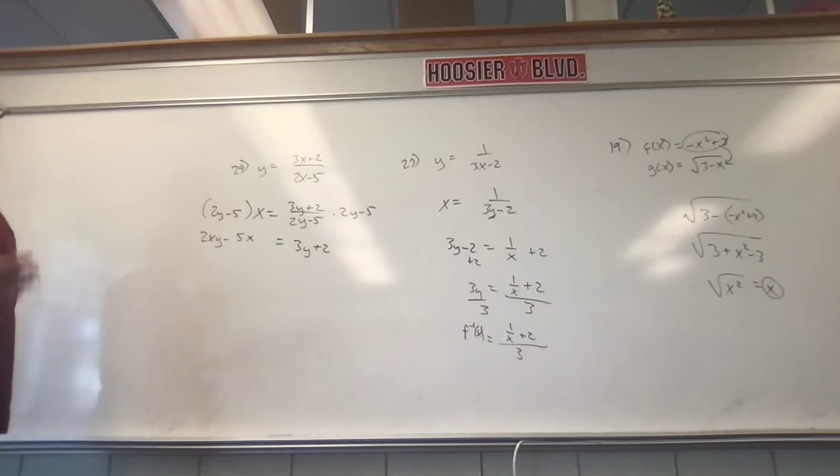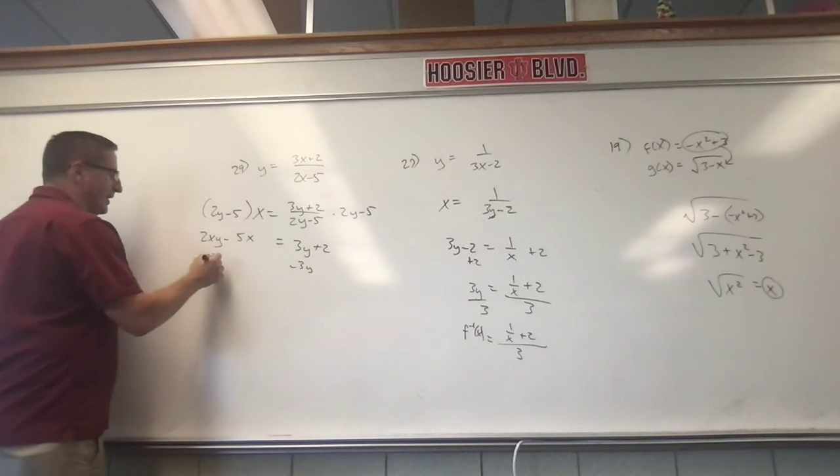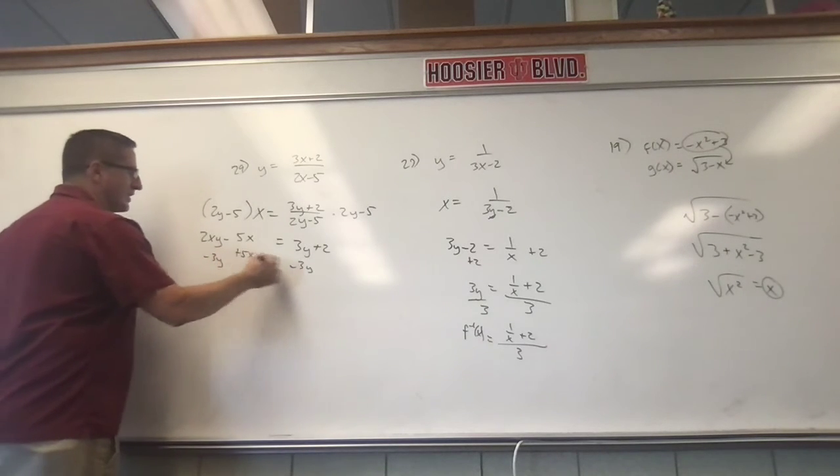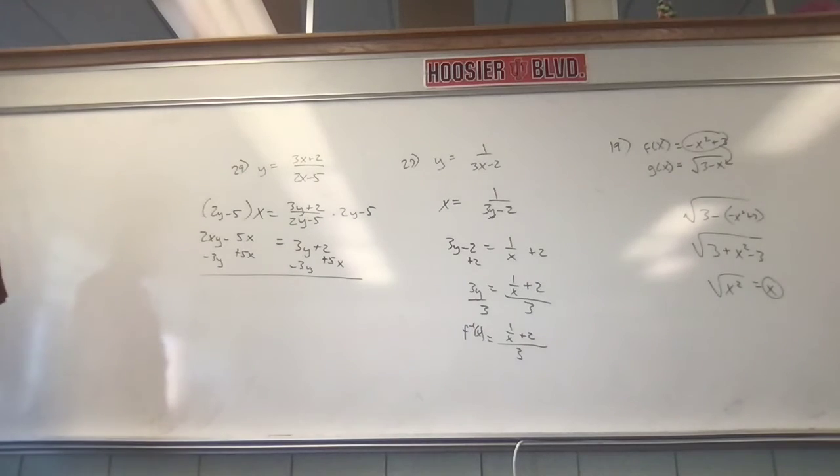So here's what we're going to do. We're trying to solve for y. So here's what I'm going to do. I'm going to subtract 3y on this side and this side. I'm going to add 5x on this side and this side. What would that accomplish if I subtracted 3y from each side and added 5x to each side?